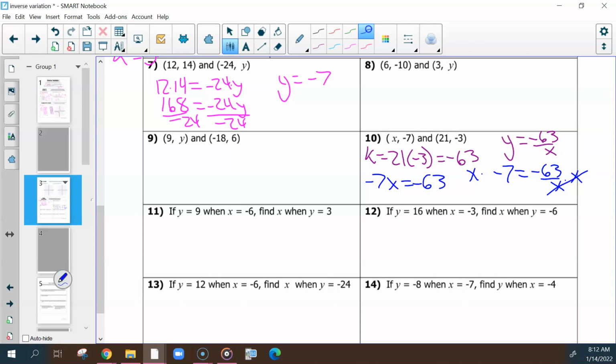Then we could divide by negative 7. So that x equals 9, if that's right. And then we could double check this. 9 times negative 7 does equal negative 63, so the k works. And negative 63 over 9 does equal negative 7.